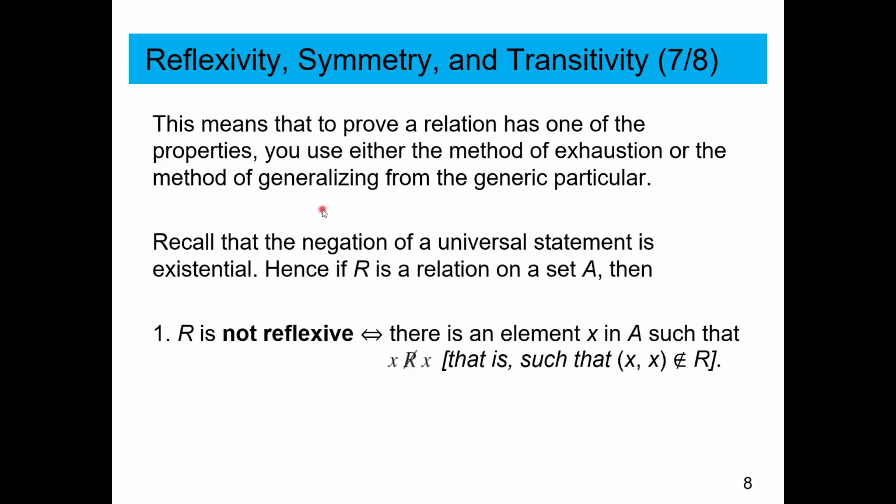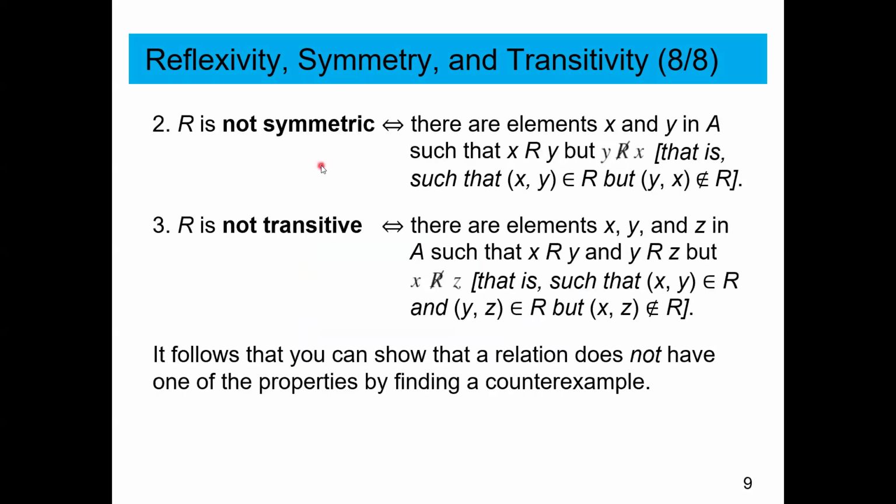So let's look at something that is not reflexive. That means there's at least one thing that is not related to itself. To not be symmetric, there is at least a pair of elements where x is related to y, but y is not related back.